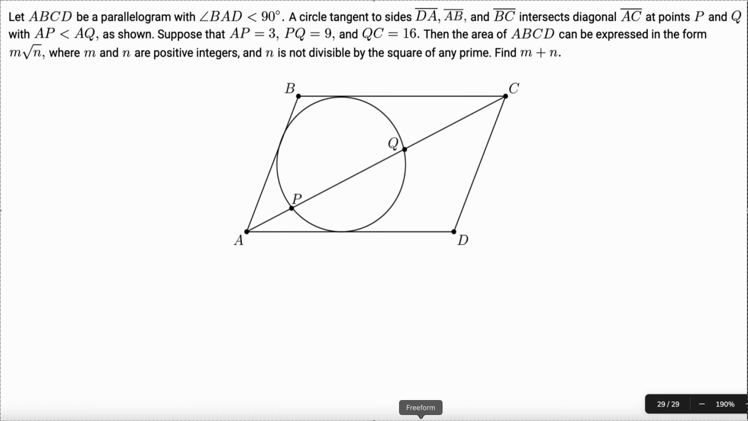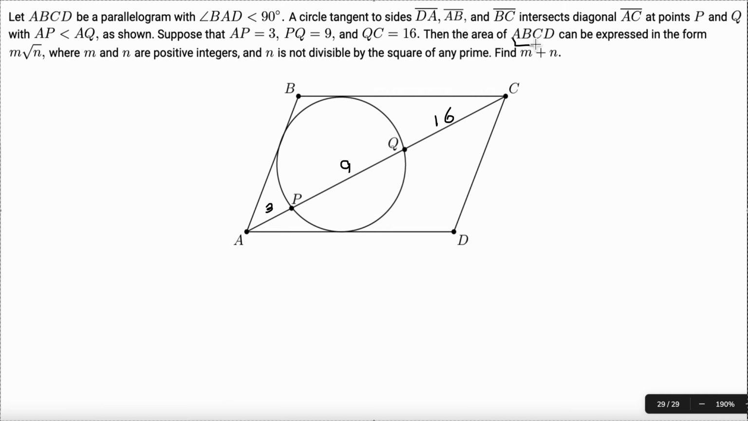Take a look at this interesting geometry problem. It's from the 2022 AIME 1, problem number 11. Let ABCD be a parallelogram with angle BAD less than 90 degrees. A circle is tangent to sides DA, AB, and BC, and intersects diagonal AC at points P and Q with AP less than AQ as shown. Suppose, here's the interesting part, that AP is 3, PQ is 9, and QC is 16.